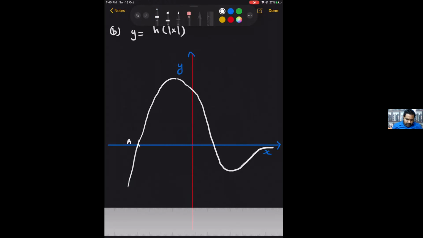It may or may not be a cubical curve because it forms an asymptote. So I'm not sure whether it is a cubical curve or not, but some points are given here. The A coordinate is given as -7, 0, and this point is B. This is -2.5 and 5. It's not 1.5, this is 5.